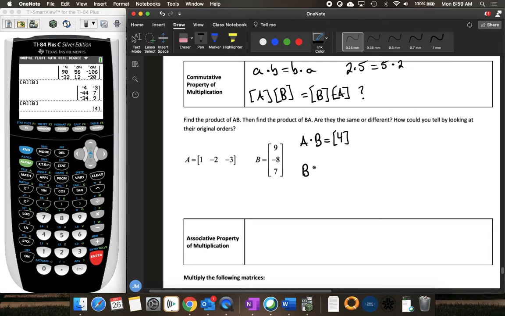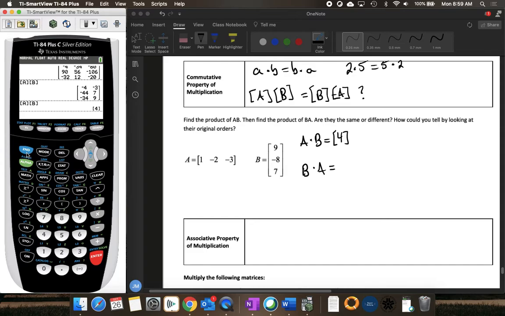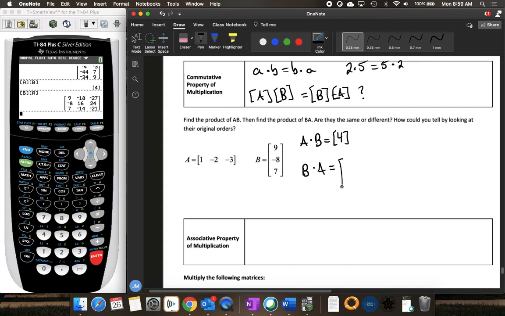So let's see what happens when we take B multiplied by A. So we'll go into our matrix menu. This time we will have to type this in since we didn't have it before. So matrix B multiplied with matrix A. Here that is. And this time we actually got a much larger matrix. It looks like a 3 by 3 matrix. So 9, negative 18, and negative 27. The second row is negative 8, 16, and 24. The third row is 7, negative 14, and negative 21.